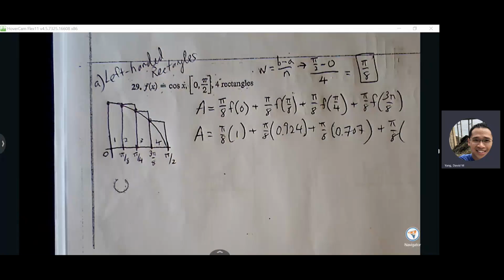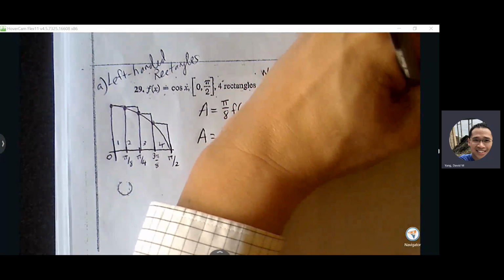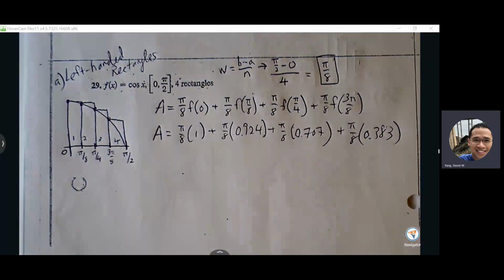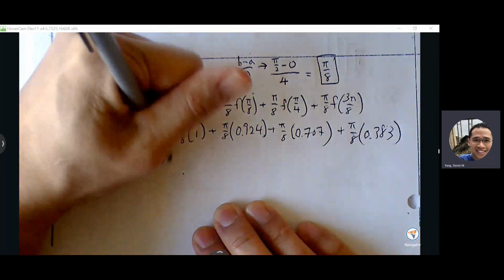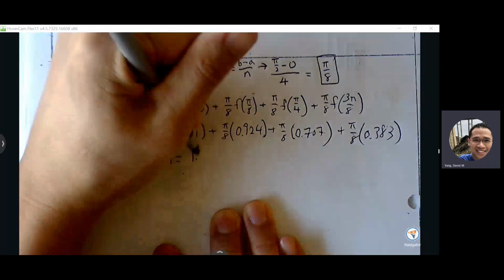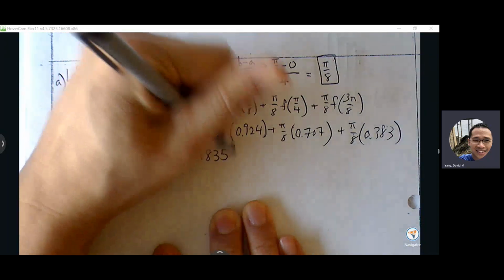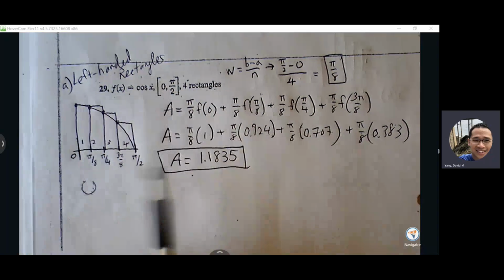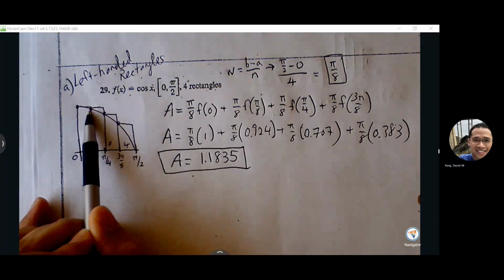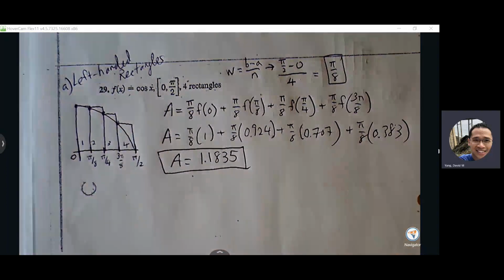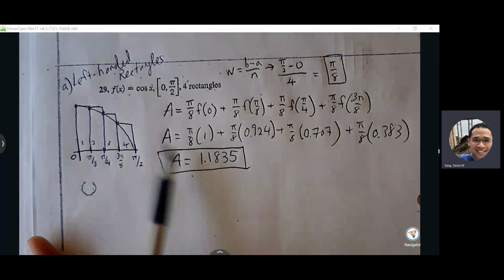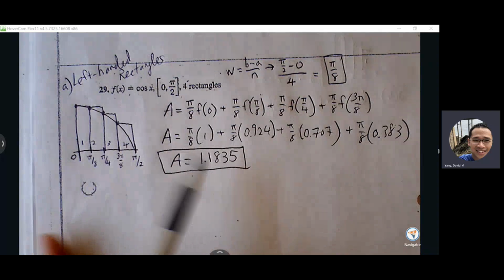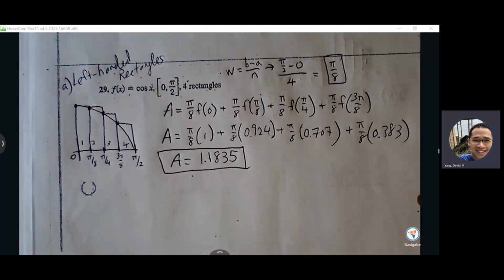And then 3 pi over 8 into the function gives me 0.383. That's all using the calculator to get our decimal value. And then if we total all that together, we get 1.1835. And that will represent left-handed rectangles. In this case, we can also call this what? Upper rectangles, right? Left-handed rectangles is not always going to guarantee upper rectangles, but because the graph is always decreasing, we can also categorize it as upper rectangles. But the purpose here is just to use left-handed rectangles. It doesn't care about whether it's upper or lower.